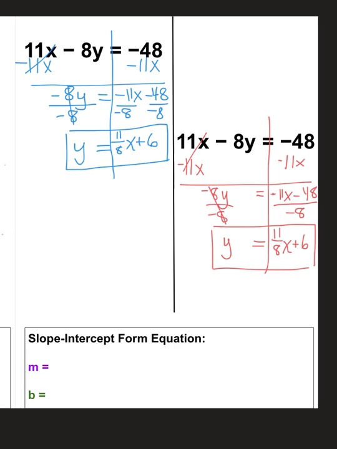Okay, so now at the bottom, what is my slope-intercept form equation? That would be y equals 11 over 8x plus 6, which means my slope is 11 over 8, and my y-intercept is 6.